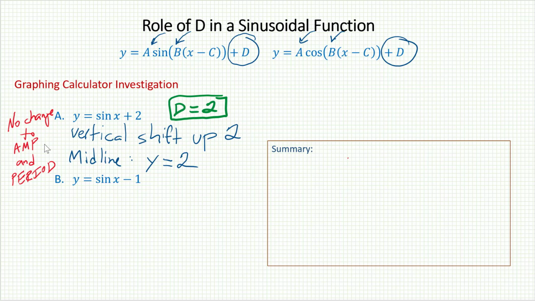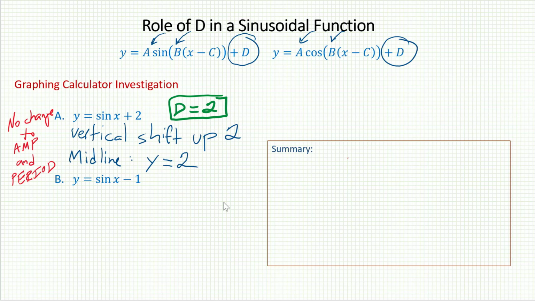It makes sense that the amplitude and period didn't change. I mean, look at the equation. There's no multiplying number in the front of it, which means the a is 1, so of course the amplitude is 1. Look at the x. There's no multiplying number in front of that either, so nothing changed the period. The period remained 2 pi. The only thing that changed was the midline because of the vertical shift. So that was an example where d equals 2.